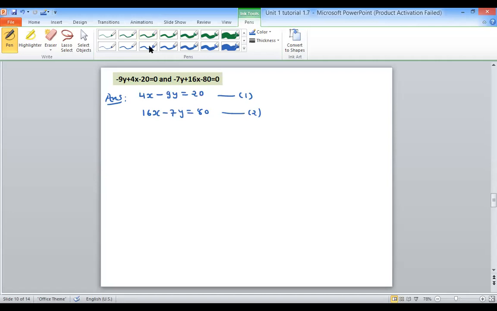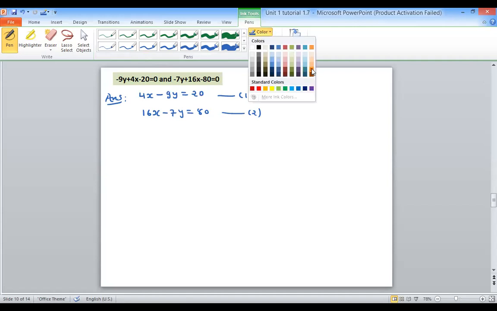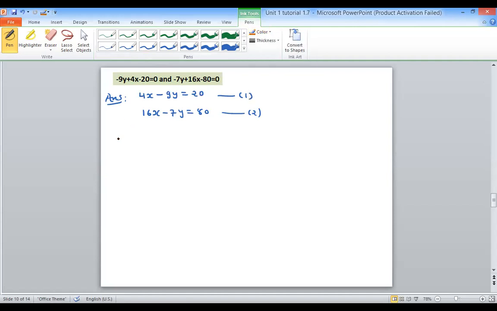So she tells me my procedure: I can multiply equation 1 by 4 and subtract it from equation number 2. What are we doing? We multiply equation 1 by 4 and remove it from 2, so we have to change the sign of equation 2.